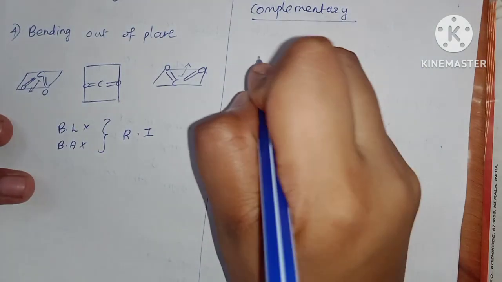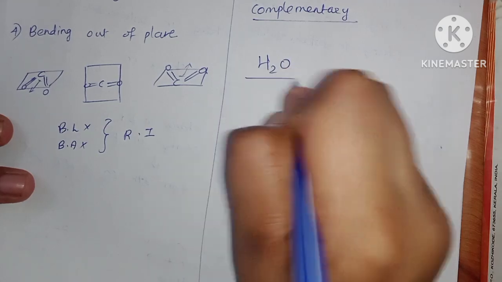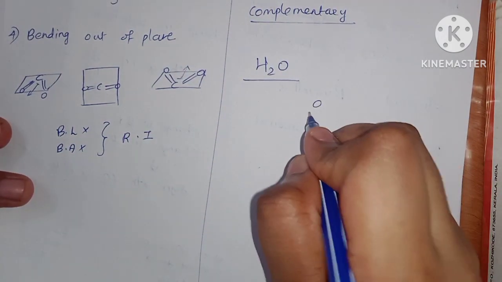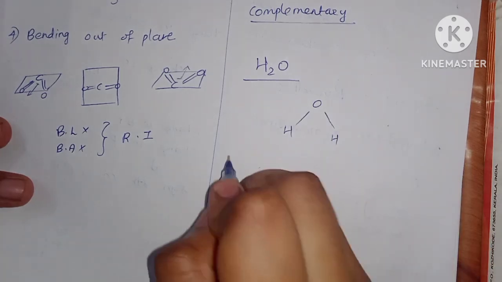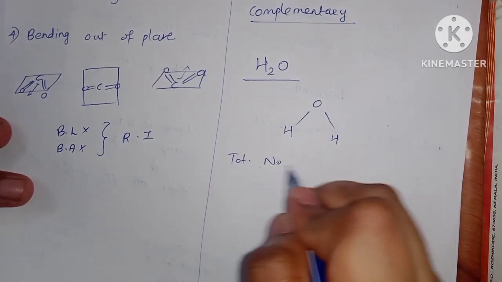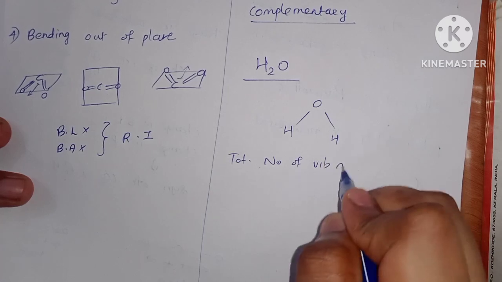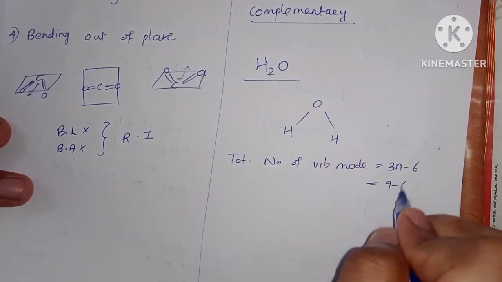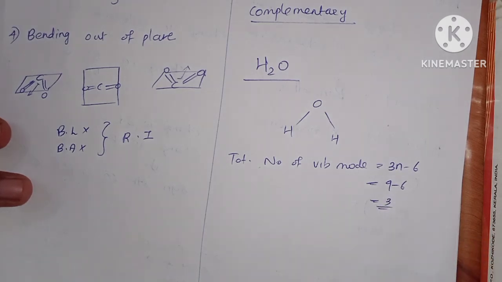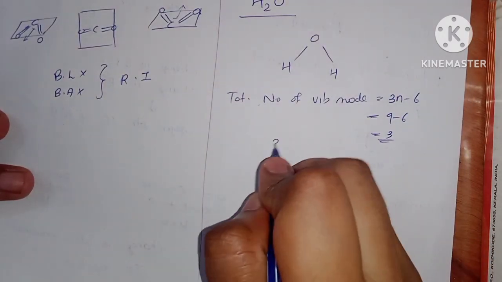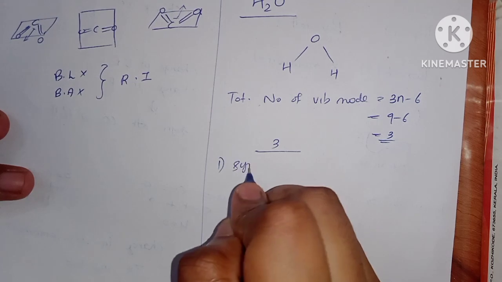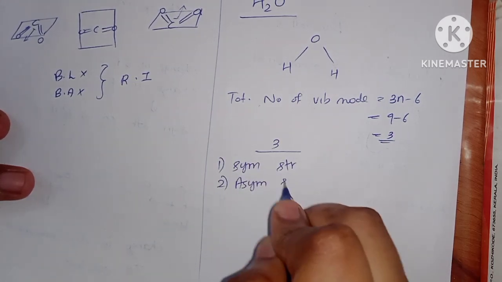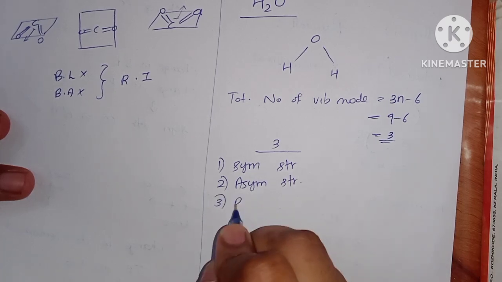Now let's check the Raman and IR activity of H2O molecule. H2O molecule, we know that it is a nonlinear molecule. So total number of vibrational modes is equal to 3n minus 6. That means 9 minus 6, which is 3. Which are the three modes of vibration? First one is symmetric stretching. Second one is asymmetric stretching. Third one is bending in plane.